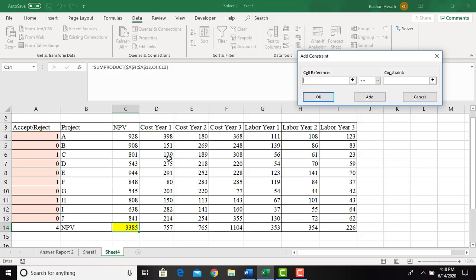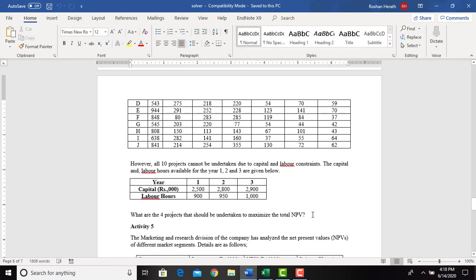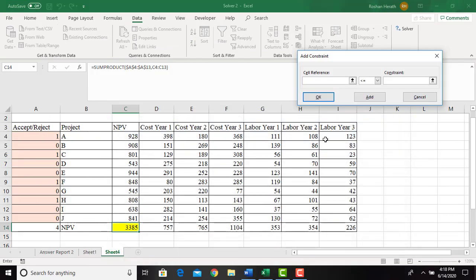Edit. Then the fourth constraint is the maximum number of projects that you want to accept. The question says that you want to accept at most 4, and you are going for the 4 projects. That's the question. And then it asks, what are the 4 projects that should be undertaken to maximize the total NPV? So therefore, it tells you that you have to accept 4 projects. So therefore, the total cell that I have taken should be equal to 4. That's it, right? Say okay.